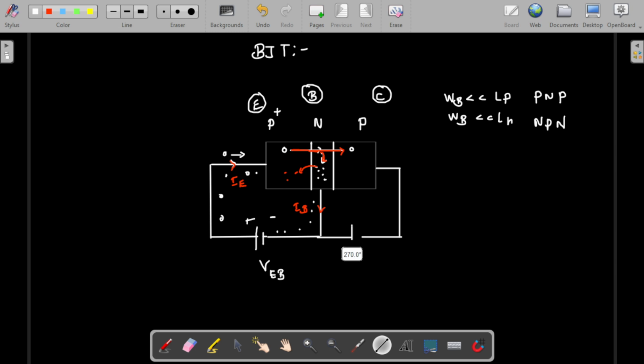So I am giving this as a reverse bias. Reverse bias means you go P to N and N to P, right? Okay, so we have connected it as a reverse bias. So this potential can be named as what?